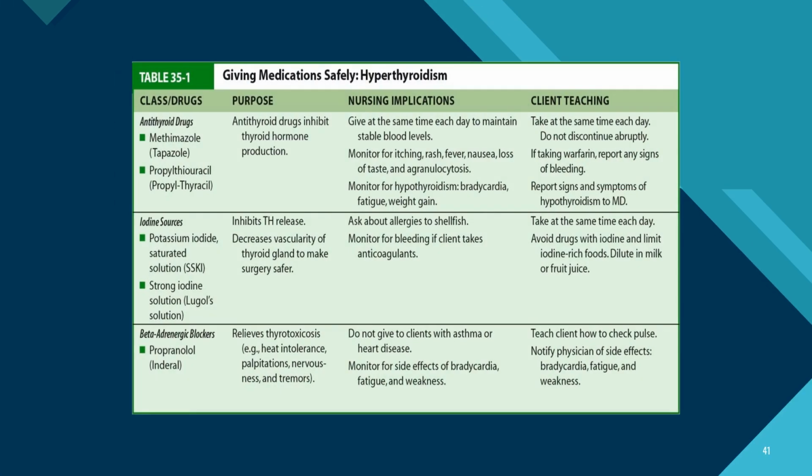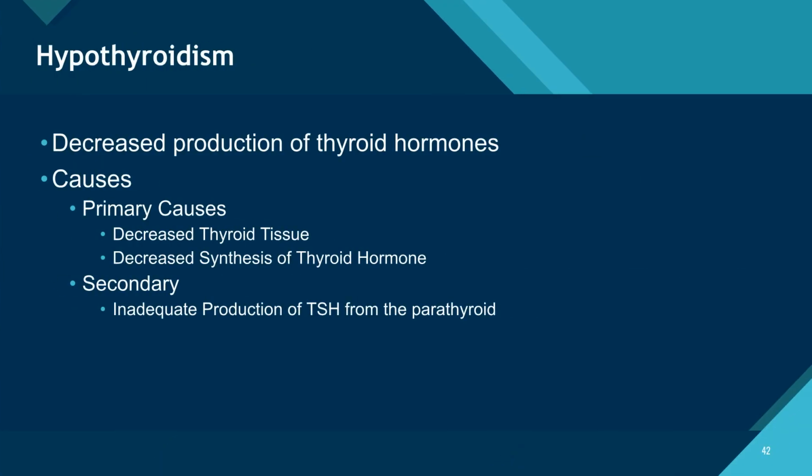Postoperative care for thyroidectomy involves providing comfort, monitoring for hemorrhage, promoting a patent airway, and maintaining a patent IV. Monitor for hypocalcemia using Chvostek's and Trousseau signs, and monitor speech. Medications for hyperthyroidism include antithyroid drugs like propylthiouracil and methimazole, iodides such as potassium iodide and Lugol's solution, and beta-adrenergic blockers like propranolol.